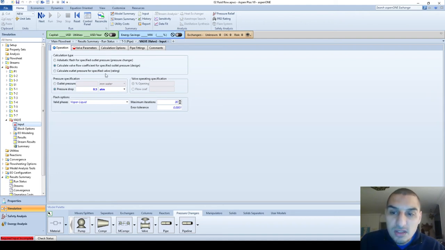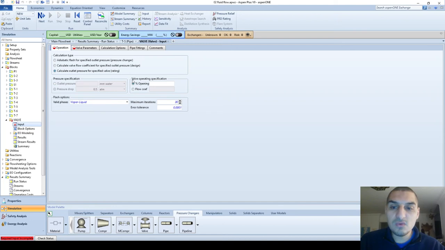So to calculate the output pressure, I should expect that this part shouldn't be available for me to put any information. Shouldn't be active. And now I should be able to provide some information about the valve specs, which were not available for me before. So this is what happens.